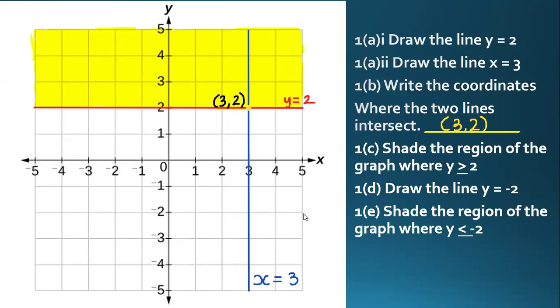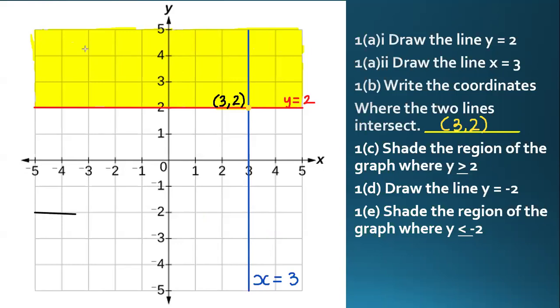A horizontal line. It would be a horizontal line passing through what? -2 on the y-axis. Very good. -2 on the y-axis. So let's go ahead and draw that. So we have this right now.